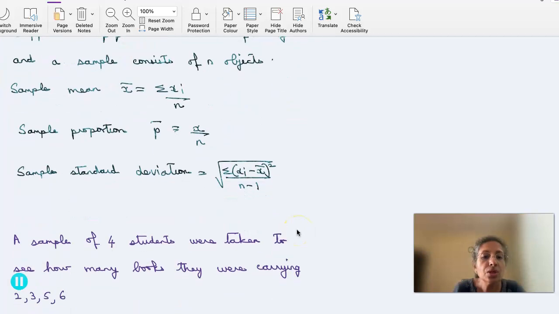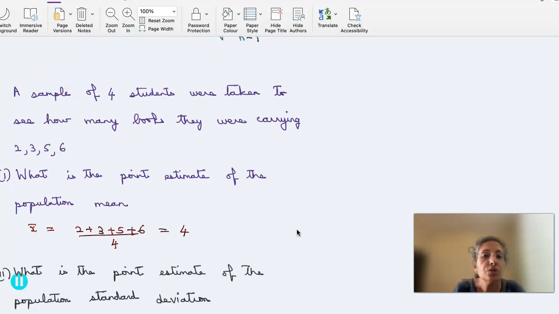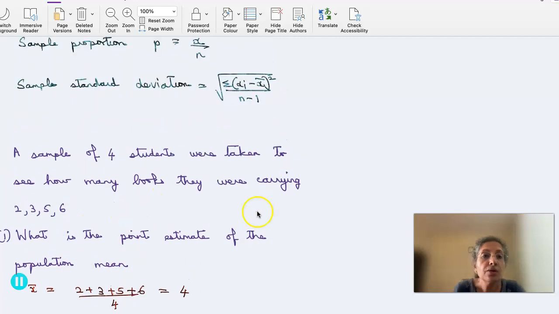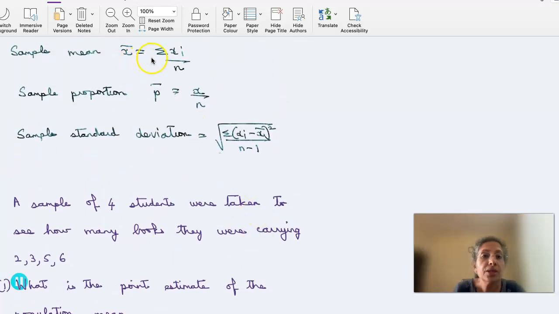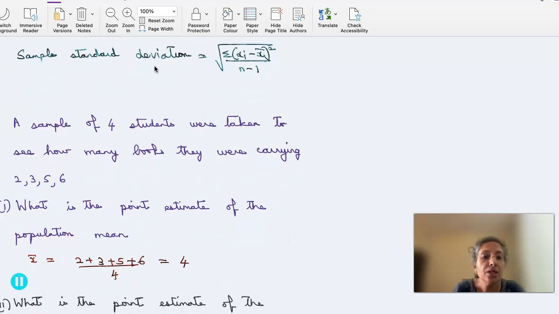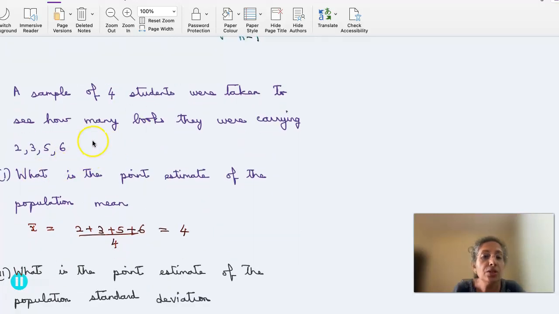So coming to a question, a sample of 4 students were taken to see how many books they were carrying. They have 2, 3, 5, 6 as the number of books the 4 students were carrying respectively. What is the point estimate of the population mean? So what is the formula for sample mean? x bar is summation xi by n. So x bar will be 2 plus 3 plus 5 plus 6 by 4, that is 4.